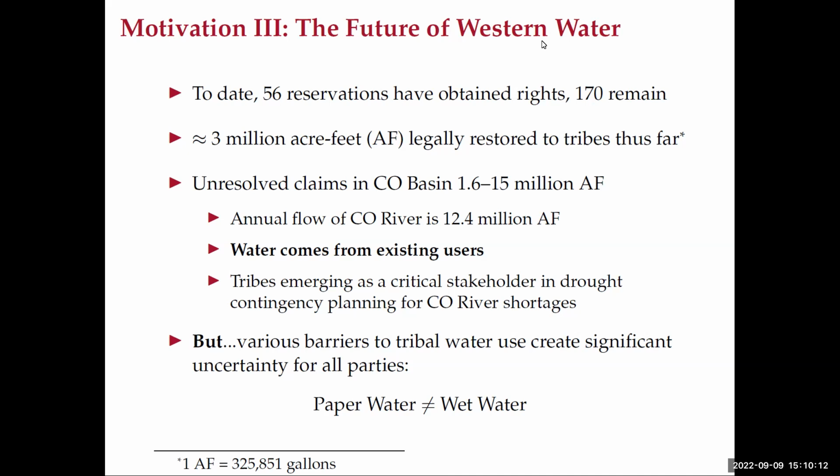There's some controversy that the Navajo especially feel like they have a very large claim to water and they have not settled yet. So there's only 12.4 million acre feet. Something like 20% is already owned by tribal governments, and then another, maybe 1.6 million acre feet are potentially going to go to tribal governments.